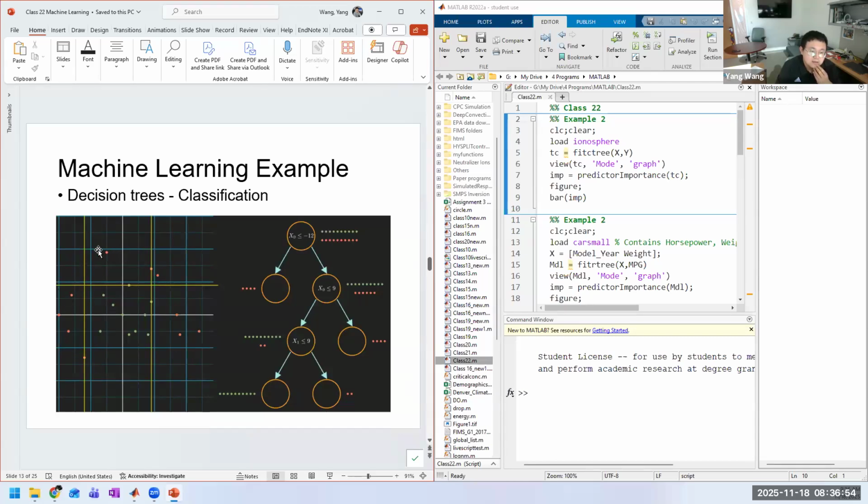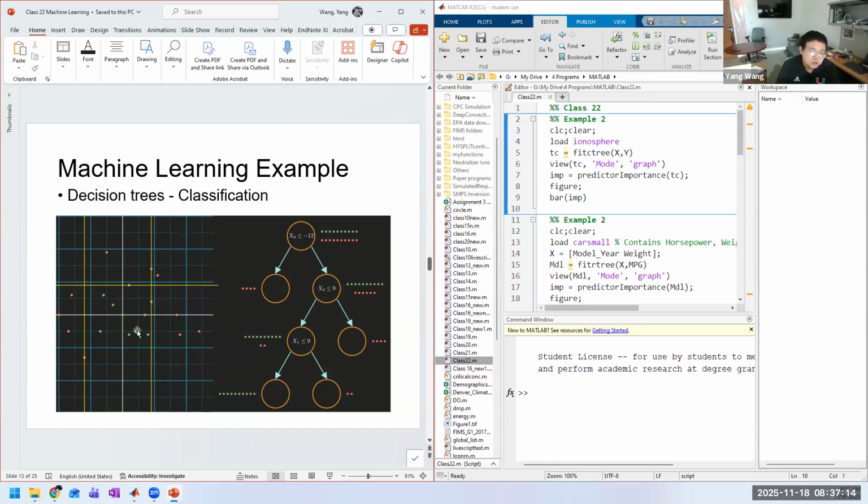So the red dots mean that the person doing the heartbeat test is sick. Green dots mean that the person doing the test is healthy, right? So this is a classification problem, and we're trying to develop a machine learning algorithm to let the machine learn by itself.